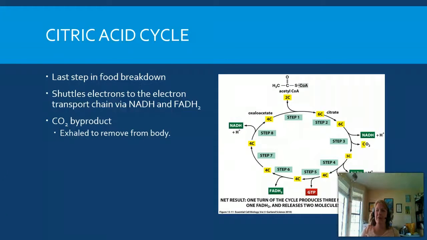So now let's talk about the citric acid cycle. Now remember, the citric acid cycle has a couple different names. It's also known as the TCA cycle and the Krebs cycle. But for our case, we're going to just call it the citric acid cycle. That's what's important here, is we're just going to call it that.